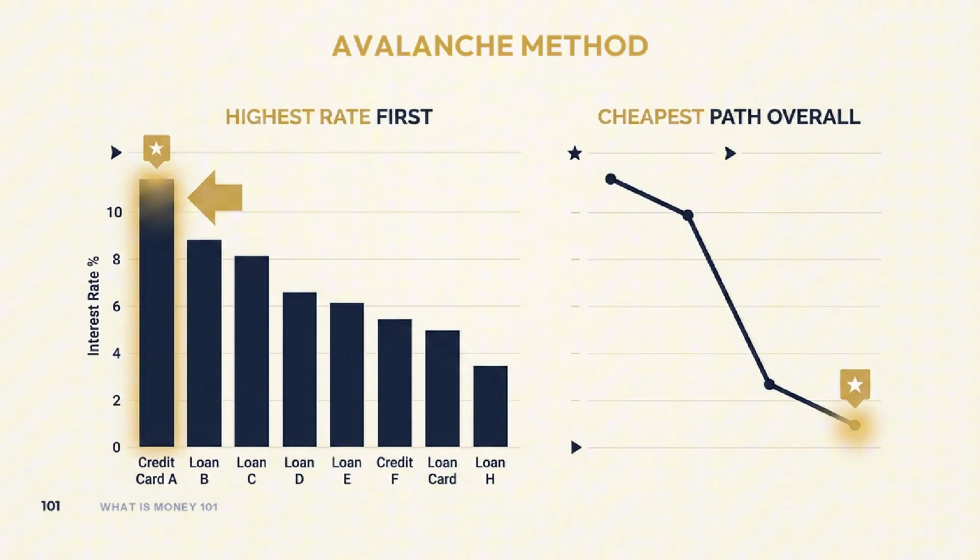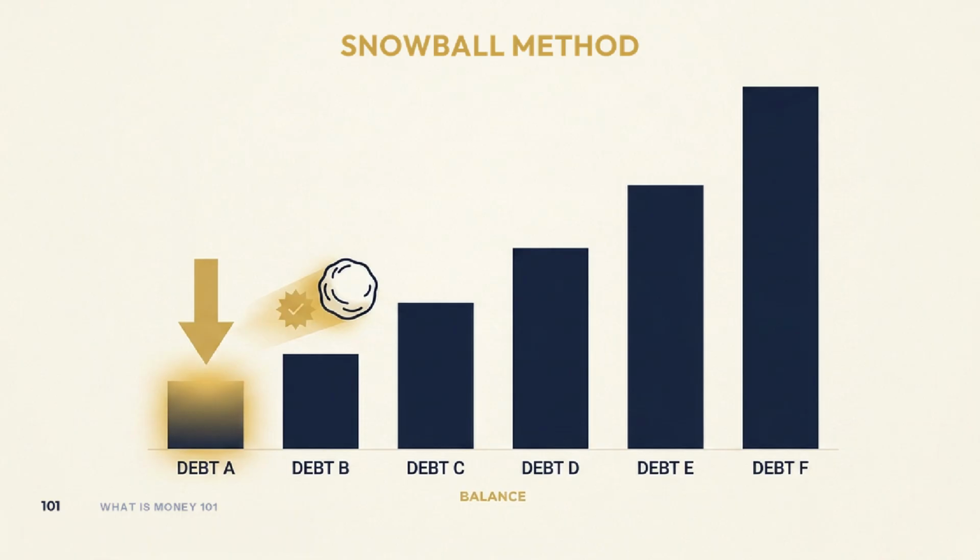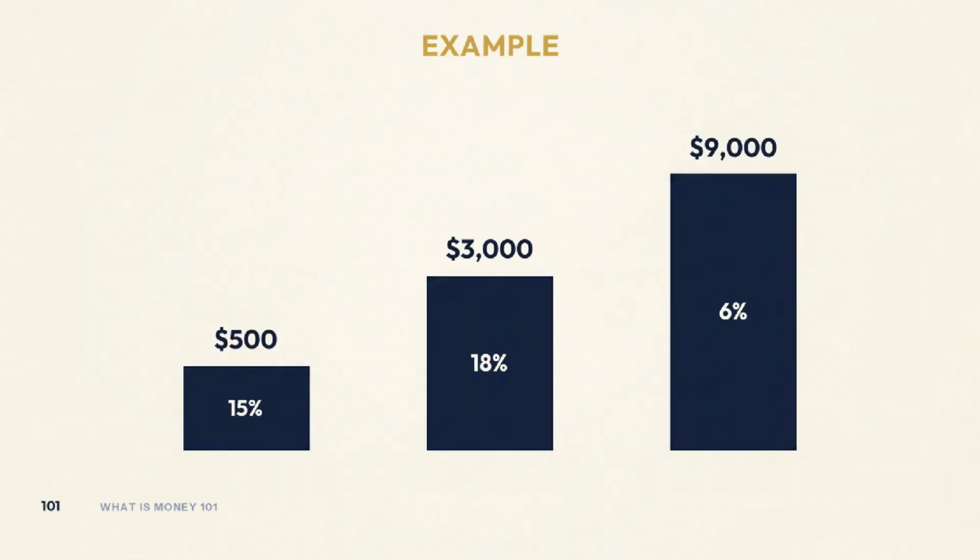The debt avalanche targets the debt with the highest interest rate first, regardless of its balance. Once that's paid off, you roll its payment into the next highest interest debt, and so on. Mathematically, this is the cheapest path. You pay the least total interest over time, because you eliminate your most expensive debt first. The debt snowball targets the smallest balance first, regardless of interest rate. Once that's paid off, you roll its payment into the next smallest balance. This method usually costs you a bit more in total interest, but it produces something the avalanche doesn't: a fast, early win.